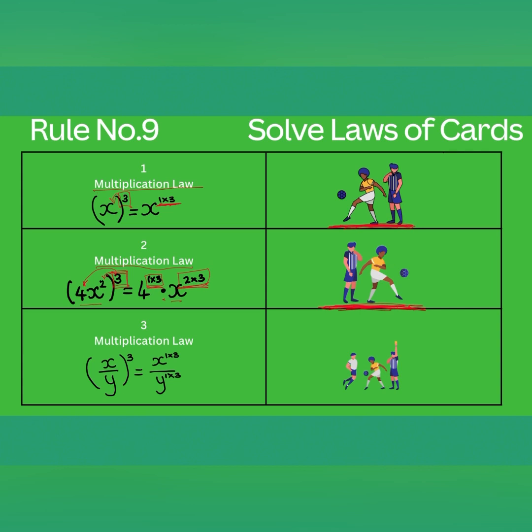And the last one is another multiplication law. And we have inside brackets x over y, close bracket to the power 3. To the power 3 is also a ref card. It's a ref card because it's outside the brackets. And this ref card will also equal x to the power 1 times 3 over y to the power 1 times 3. So it multiplies the invisible 1 inside. And at the bottom, it will also multiply the invisible 1 for the y.